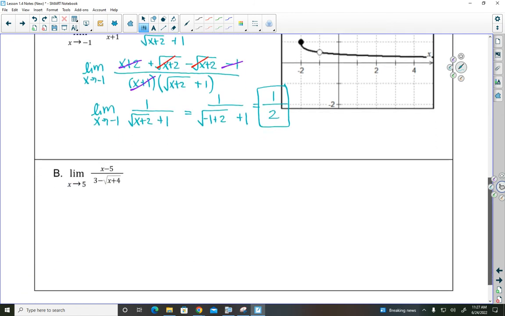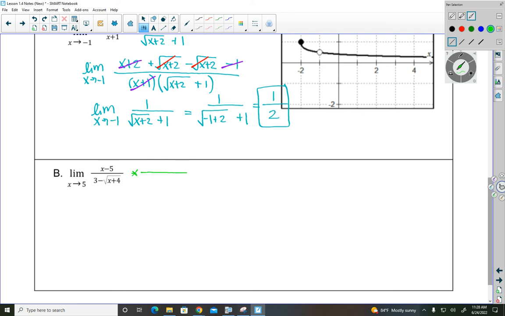Okay, let's try that another time. Right away, I recognize that if I plug in a 5, we're going to get 3 minus the square root of 9, which is 0. But I also notice that there's a square root in here. And so that should be an indicator right away. Okay, let's use the conjugate method. So the conjugate of that radical chunk of the function would be 3 plus the square root of x plus 4.